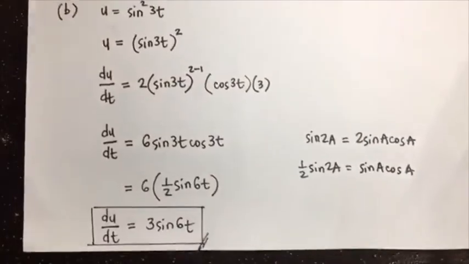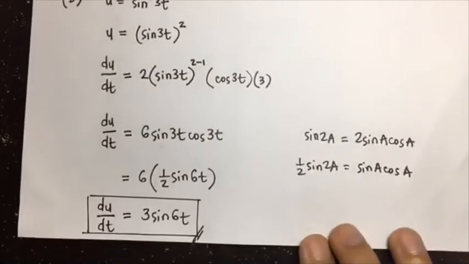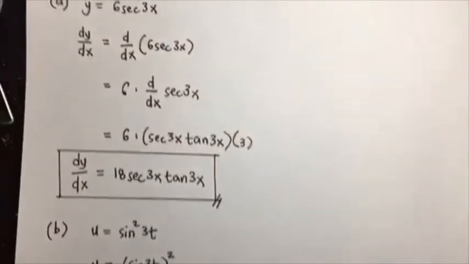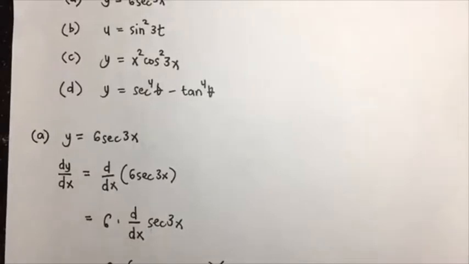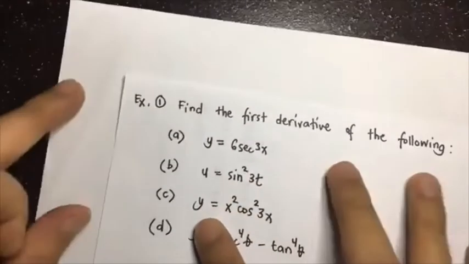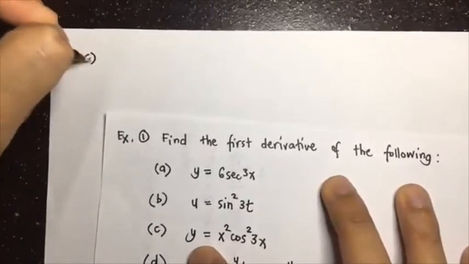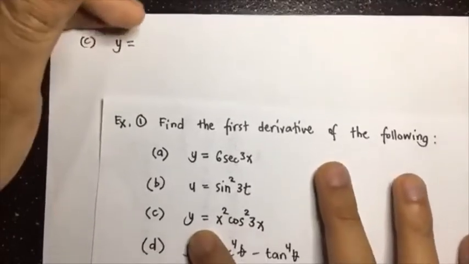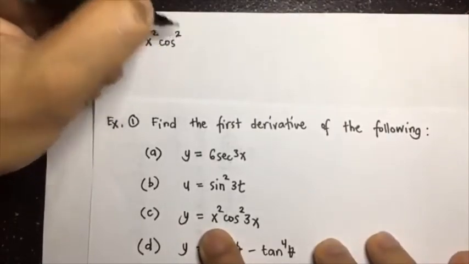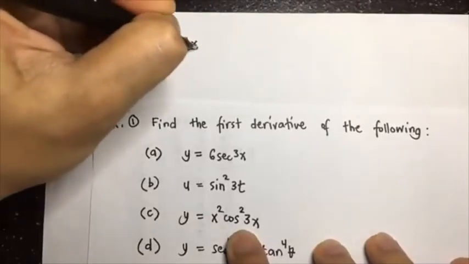Okay, so again, the use of the derivatives will be very handy in simplifying our final answers. So the next is letter C. So letter C, we have y is equal to x squared cosine squared of 3x.